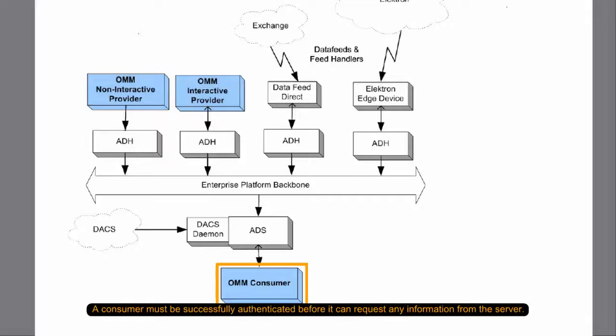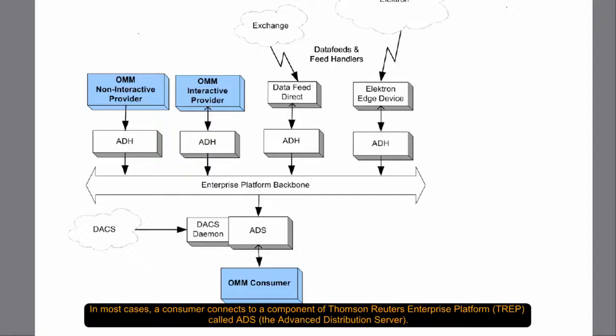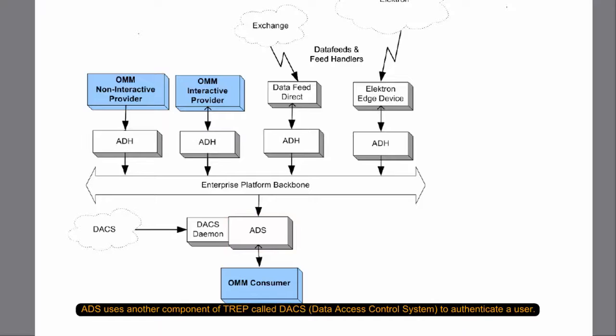A consumer must be successfully authenticated before it can request any information from the server. The exact credentials we need to pass to the server depend on the type of server we are connecting to. In most general cases, a consumer is connected to a component of Thomson Reuters Enterprise Platform, or TRAP, called ADS, the Advanced Distribution Server. ADS uses another component of TRAP called DACS, Data Access Control System, to authenticate a user.